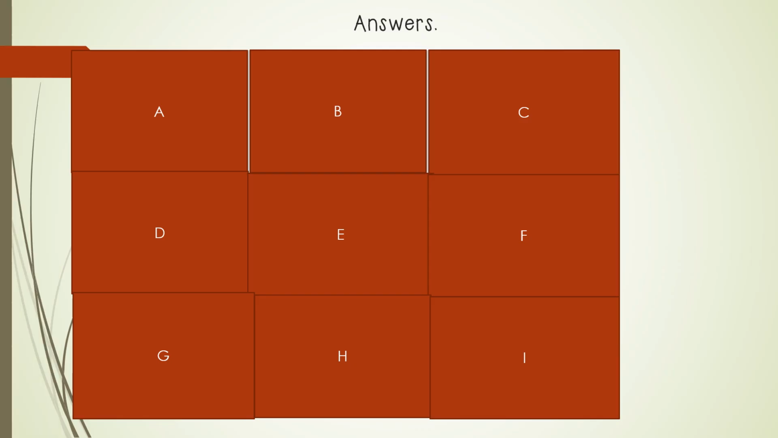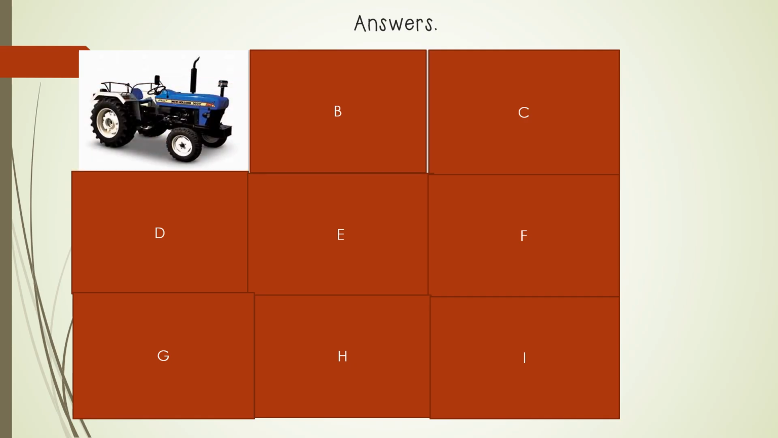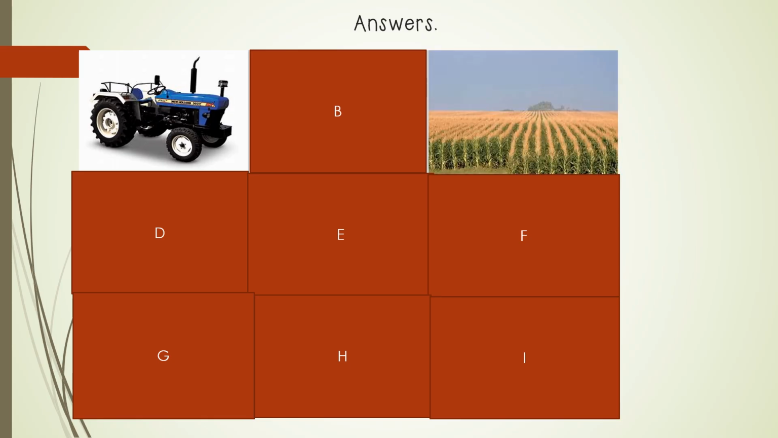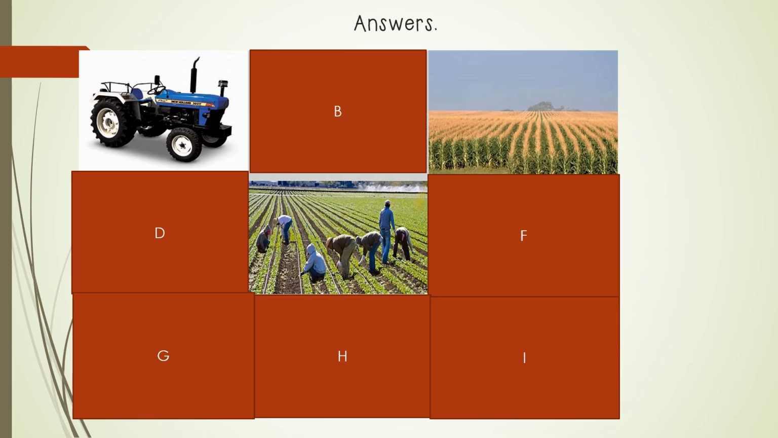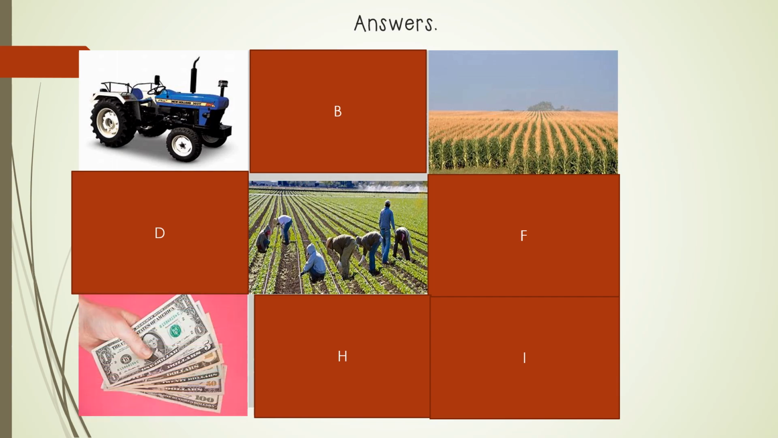I'm now going to remove the blocks that had the answers and you're going to see whether y'all got them correct. So the tractor was under block A. Very good if you got it correct. The field of wheat was under block C. The people working on the farm were under block E. And lastly, our money was under block G. So if you had the answers A, C, E, and G, that means you got them all correct. Well done, learners. You should give yourself a big round of applause.